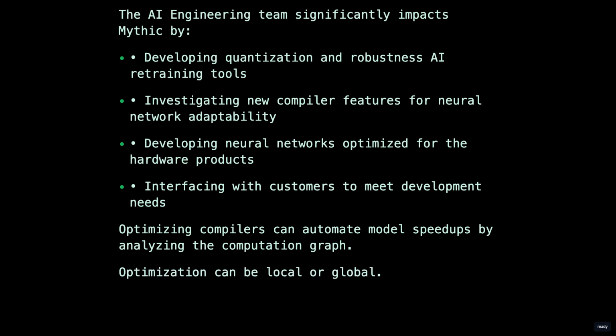A local optimization targets a small region of the graph, often a single operator or a small cluster. A global optimization looks at the full graph and tries to improve the entire execution plan end to end.